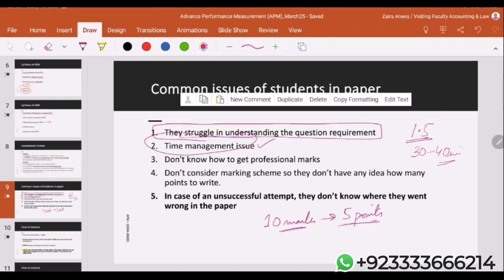They don't know how to get the professional marks. This is something which we'll discuss in our session. Don't ignore the marking scheme, that's something which I said. And in case of an unsuccessful attempt, they don't know what actually went wrong.